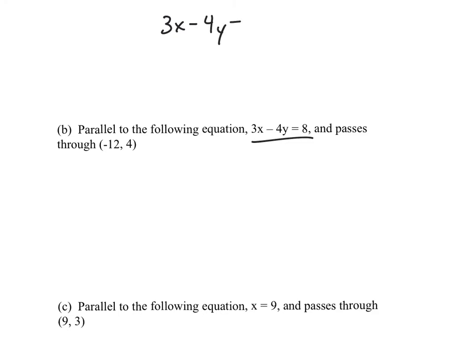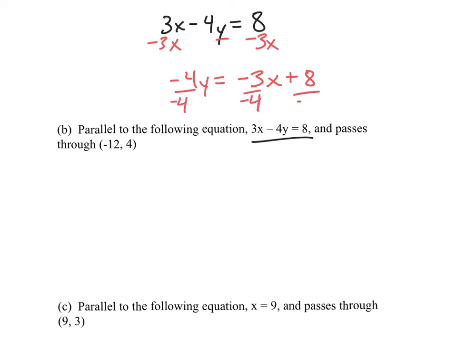3x minus 4y equals 8. How do I solve for y? Minus the 3x. So I get negative 4y equals negative 3x plus 8. Now what? Divide by negative 4 to everything.